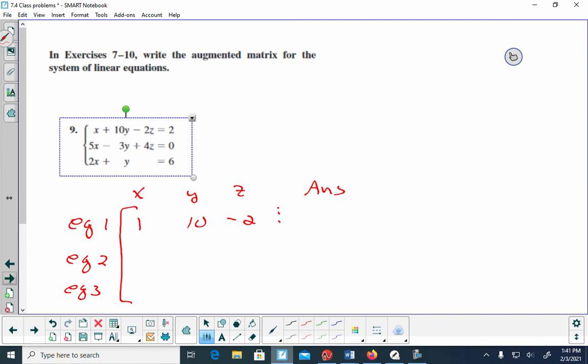Put those 3 dots to separate your coefficients from your answers. 2, then 5, -3, 4, dot, dot, dot, 0, then 2, 1. I don't have a y, so that's understood to be 0, 6. And that is my augmented matrix. Augmented matrix means that I have the coefficients along with the answers.